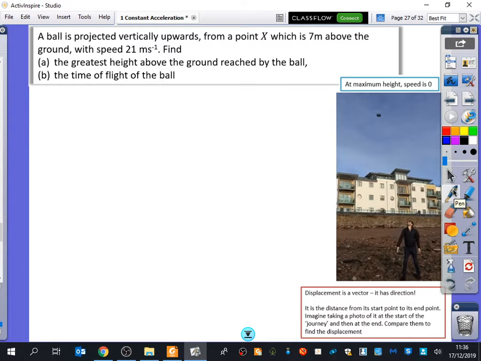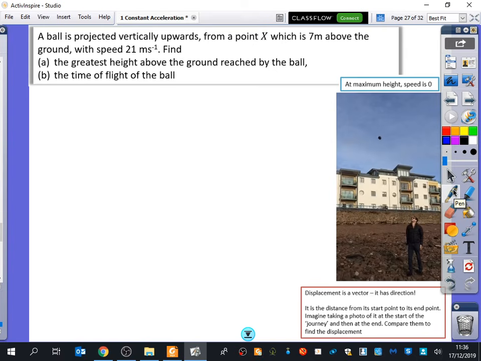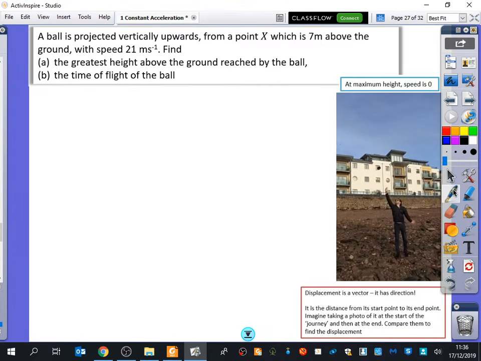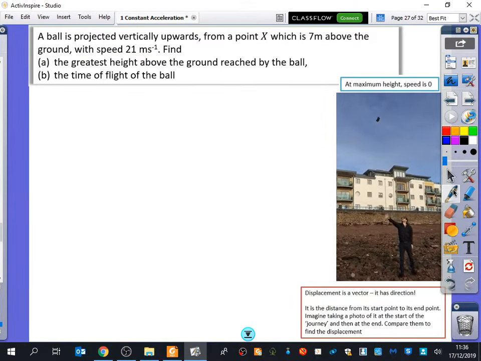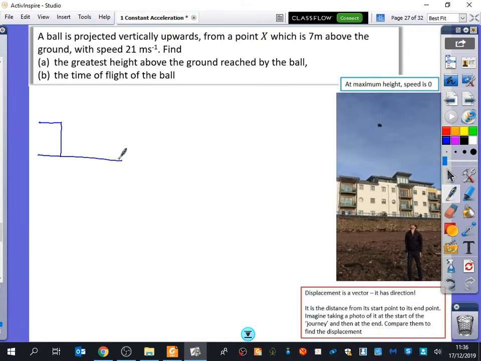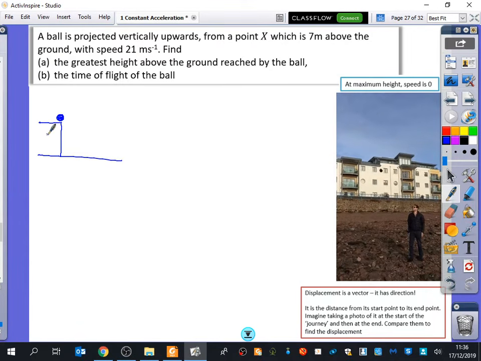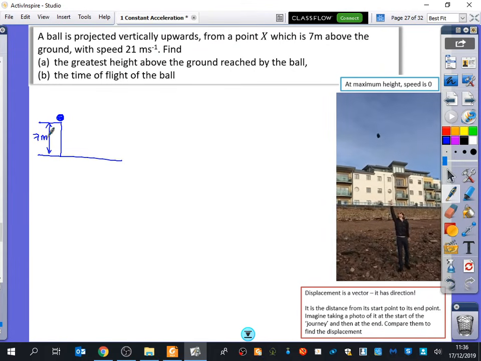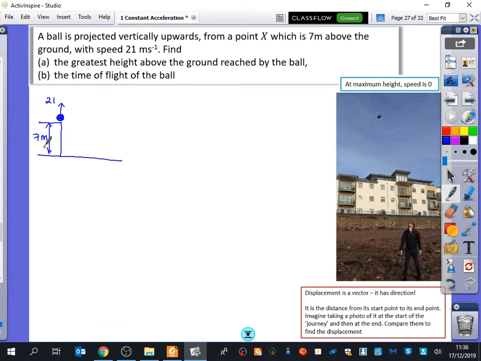And it says a ball is projected vertically upwards from a point X, which is 7 meters above the ground, with speed 21 meters per second. Find the greatest height above the ground reached by the ball and the time of flight of the ball. So I'm going to draw a little visual diagram that might help us think about some of these things that are happening here. It's being projected from this point here. And this distance is 7 meters above the ground. And it's being projected upwards with a speed of 21.